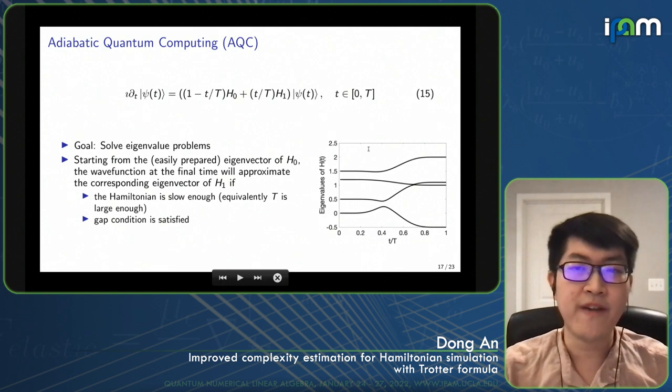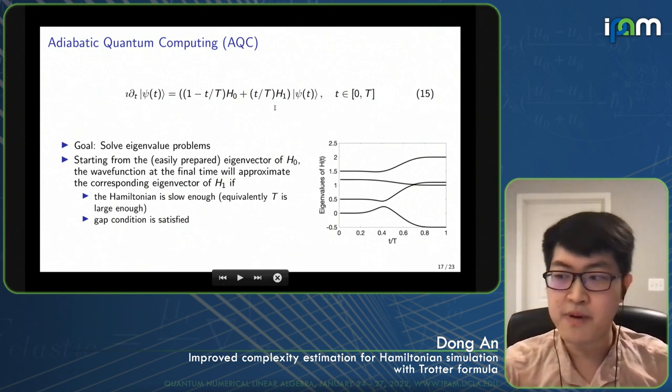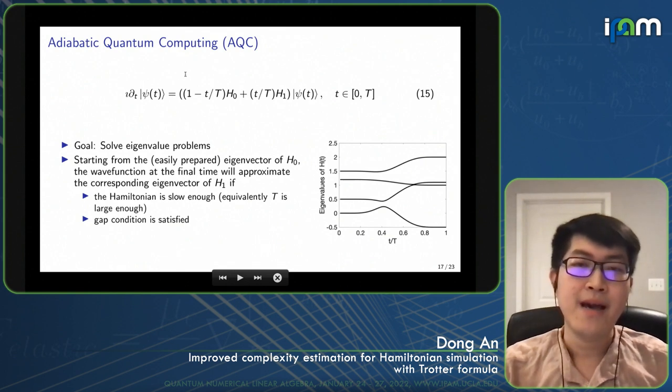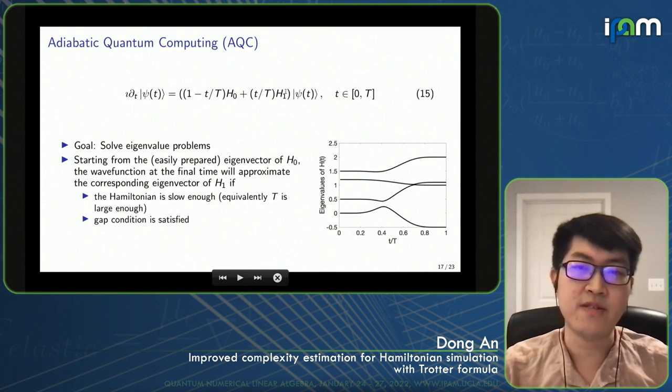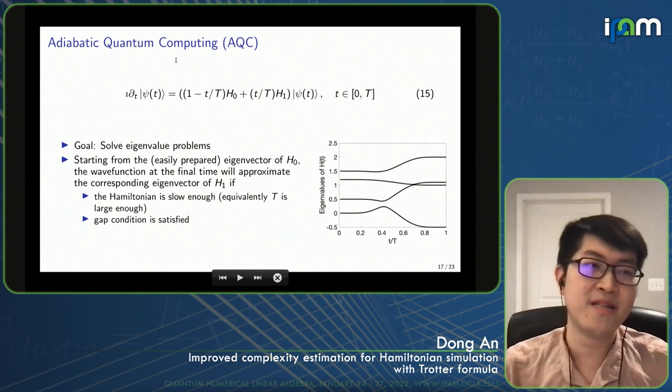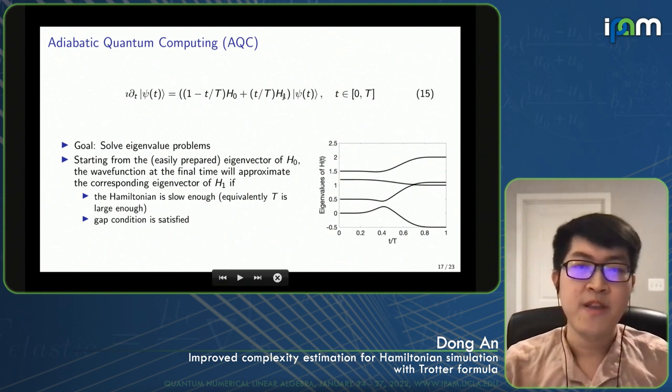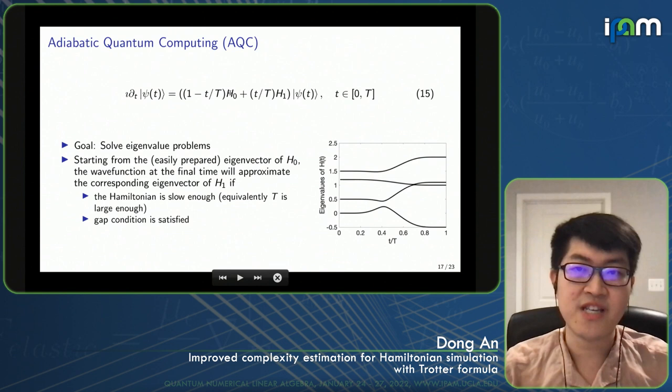The mathematical model of AQC is that we are given a time-dependent Schrödinger equation, equation 15. Here the Hamiltonian is a linear interpolation between the Hamiltonian H0 and H1, and the evolution time is up to the capital T. Adiabatic quantum computing is based on this fact: if the initial solution of my Schrödinger equation is an eigenvector corresponding to the Hamiltonian H0, then under some assumptions, the final solution will be a good approximation of the eigenvector of the Hamiltonian H1.